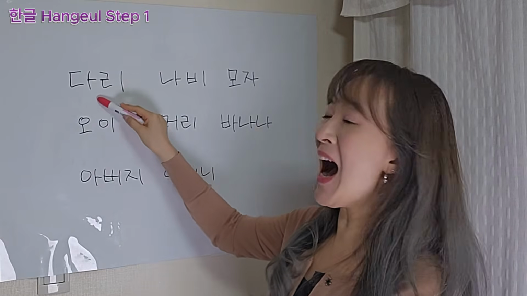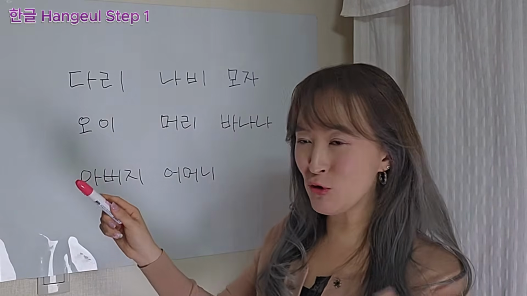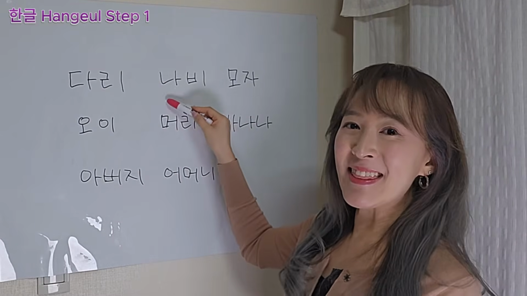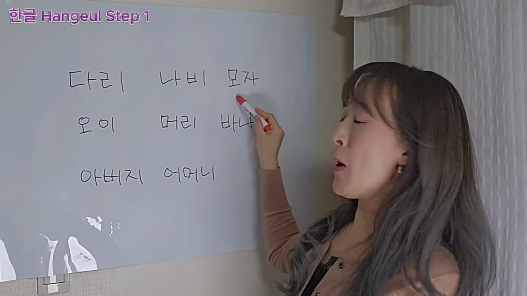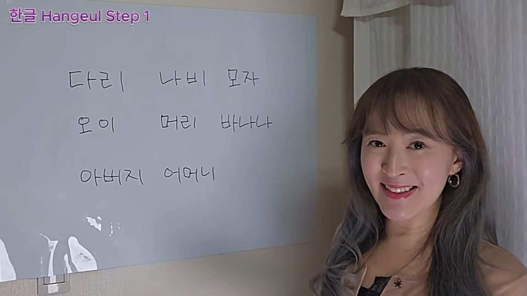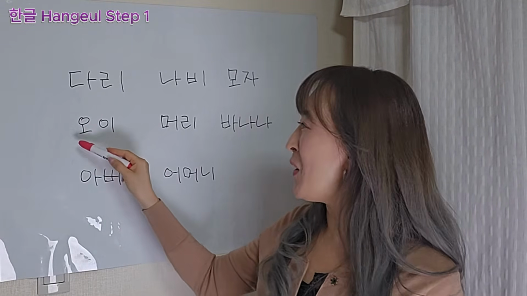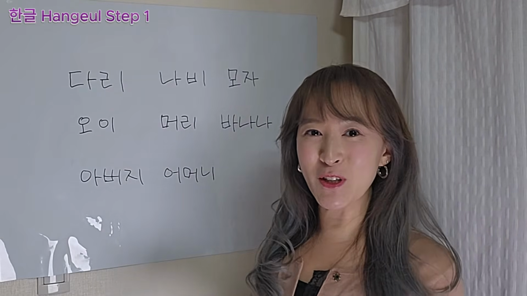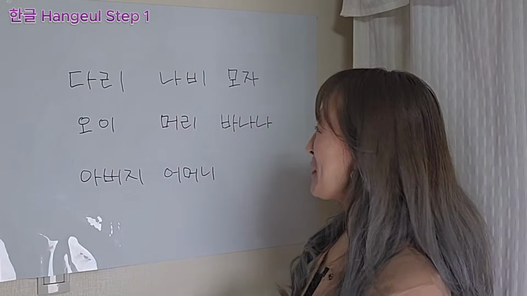다리, 다리, right? 다리 means actually two things, legs and bridge. Wow, you already know two words. 다리 and 나비. 나비 means butterflies. 모자, 모자, hat. 오이, 오이. O is actually 5. E is 2. But it doesn't mean 52. 오이 is actually cucumber. So 오이, cucumber.